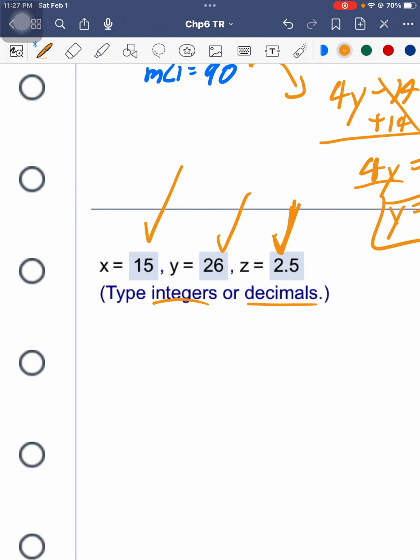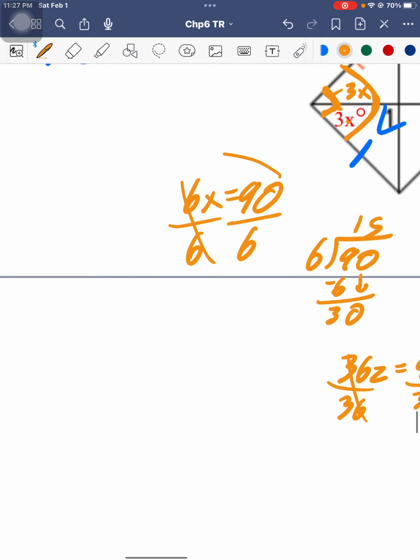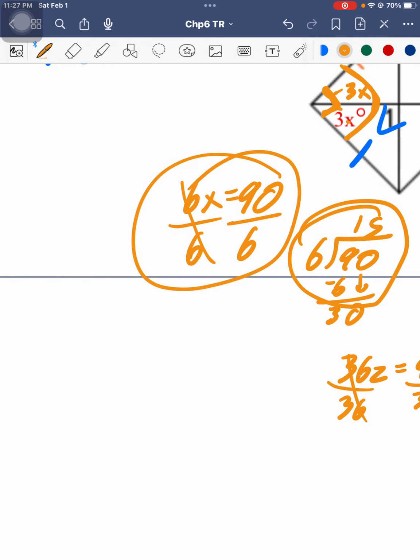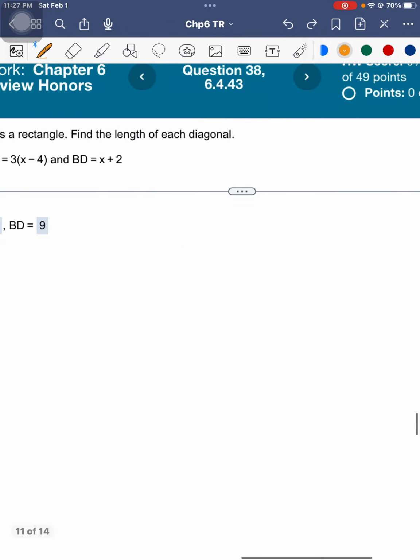If they ask you to type it as integers or decimals, an integer is not a fraction, so a fraction doesn't count, so you're actually gonna have to put it as a decimal. So just make sure you guys are plugging it in. You could have plugged this in too. I was just having fun with division there, I guess. So let's move on.